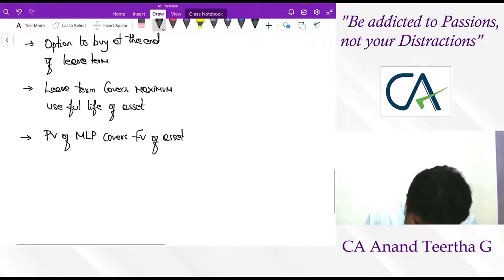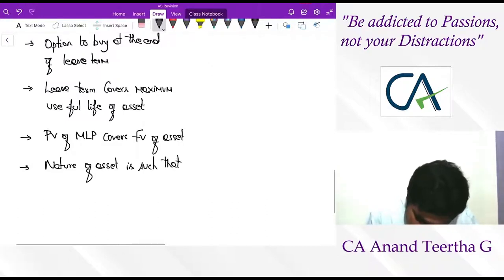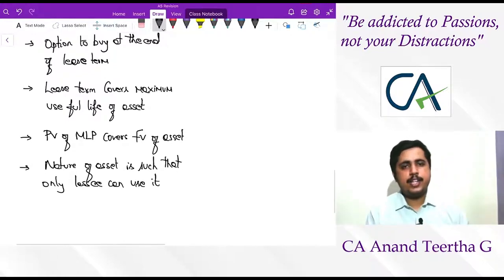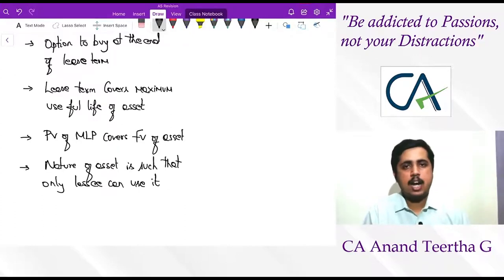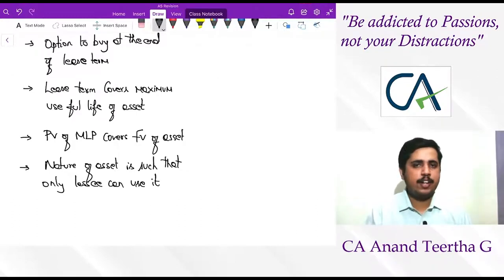The last one, nature of asset is such that only lessee can use it. Nature of asset is such that only lessee can use it. Other people, if lessee says, no, I don't want the asset, lessor can't give this asset to anybody else. At that time, what happened? Again, significant risk and reward.